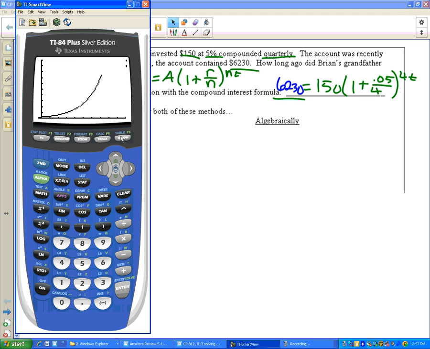And I see where they cross, so I can find where they cross. I'm going to hit second trace to go to the calc menu. Number 5 is my intersection. Enter 3 times. I get 74.994774.